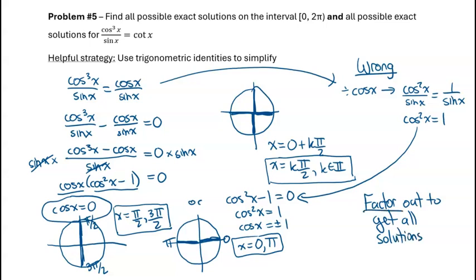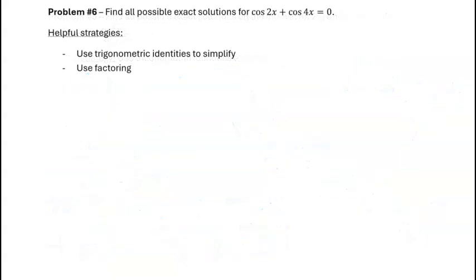All right, on to the last problem. Problem 6 says, find all possible exact solutions for cos 2x plus cos 4x equals 0. And so the helpful strategies here are to use trigonometric identities to simplify and to use factoring. So one of the simple ways I can simplify this is I can let y equal 2x. We can do that so long as later on we put that back in. So when I do that, I get cos of y plus cos of 2y equals 0. And we want to use trigonometric identities to simplify this.